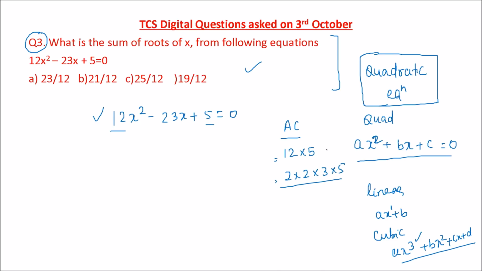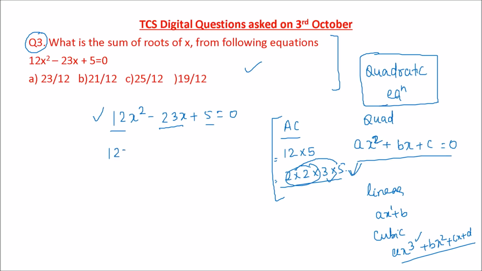Do not multiply and write 60. We need to factorize it. Okay, we have factorized it. Now using this we have to get 23. So I could see 5 into 4. 5 into 4 will be 20, and this will be 3. Yes, very good. That's all.